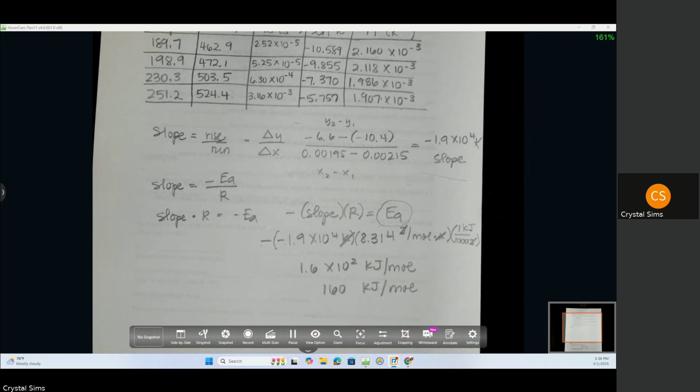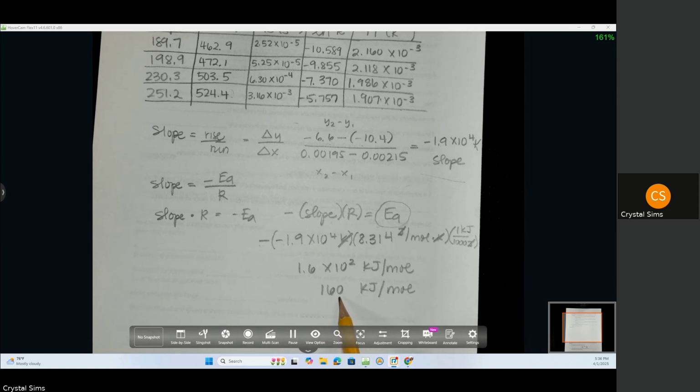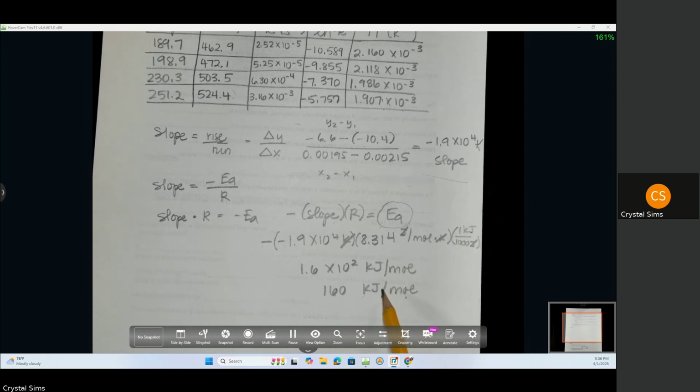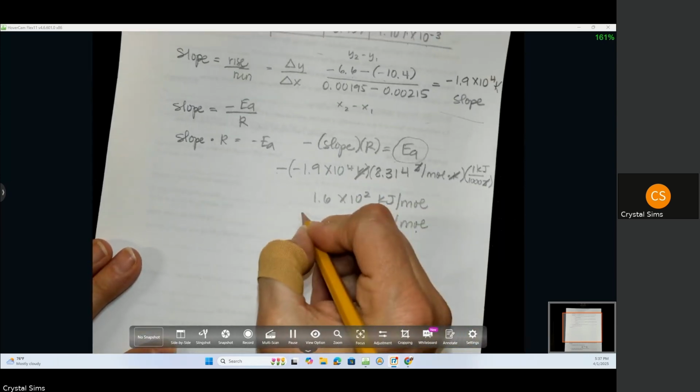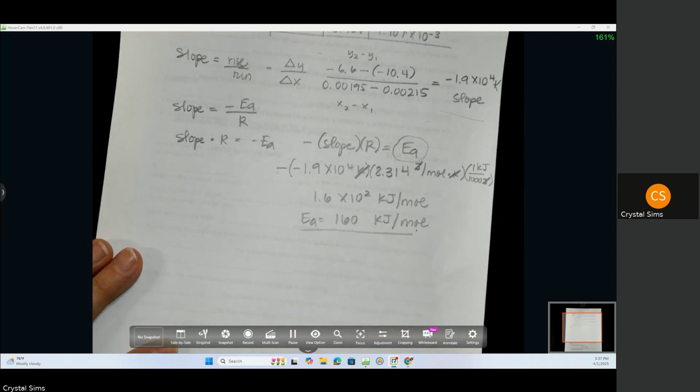So this reaction that we're talking about right here, which is the rearrangement of methyl isonitrile, in order for this reaction to occur, we have to put in 160 kilojoules of energy per mole of methyl isonitrile. That's what that means. If we don't have at least 160 kilojoules of energy, then that reaction will not occur. Okay, so that is part A. We have solved for our activation energy.